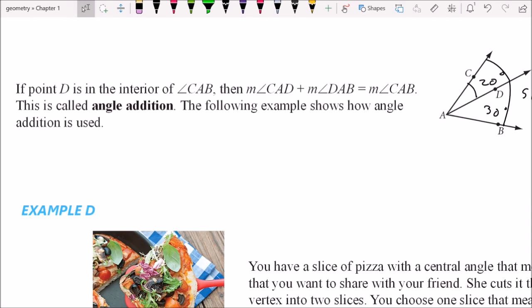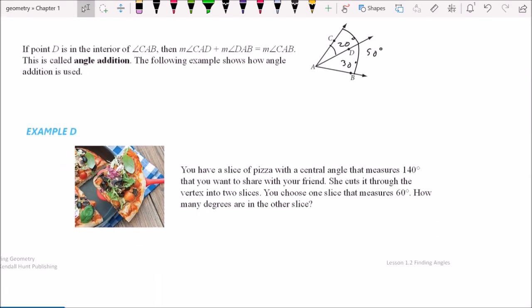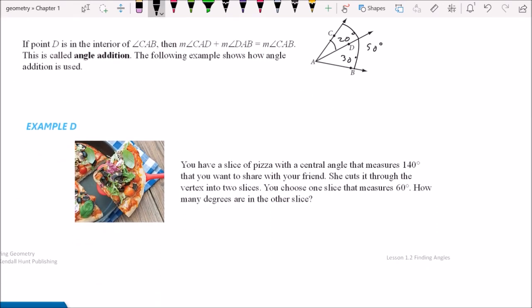If not, here's a basic example involving pizza. So in pizza, if you have a slice with a central angle of 140, and they're trying to show us that here, that you want to share with a friend, yeah, of course we want to share with friends. She cuts through the vertex and cuts it into two slices. You choose one slice that measures 60. All right, hold up. Let's actually slice this pizza. What color is going to show up well here? So that's not great. Let's pick a better color.